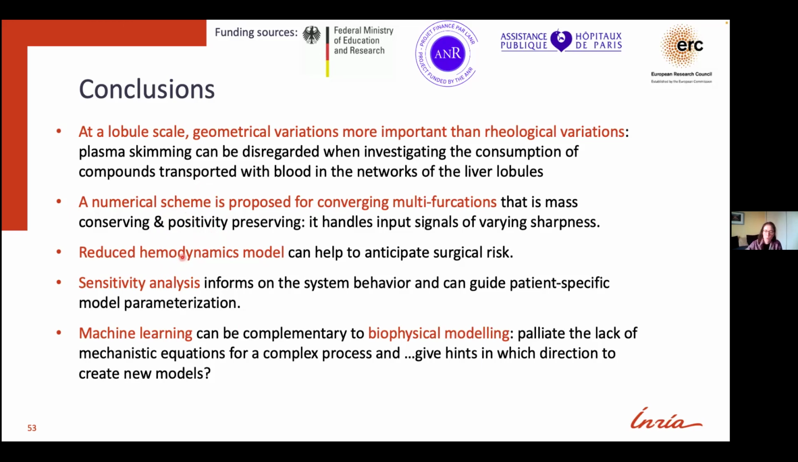And when we move on to the surgical aspect and the patient-specific analysis, there is still quite a lot to do to understand the identifiability of parameters through sensitivity analysis. And finally, I think we can combine machine learning and physical modeling to answer some complex questions. So thank you for your attention, and I'm happy to take any questions.